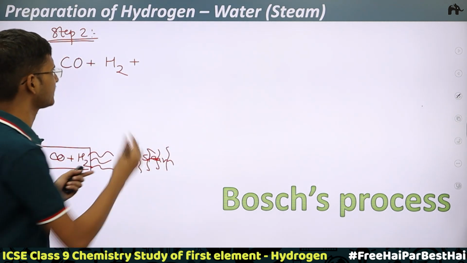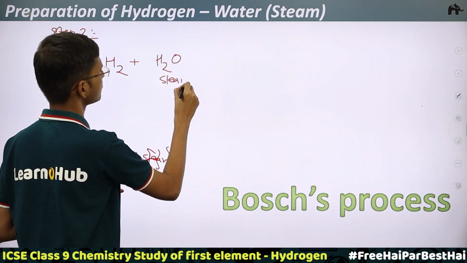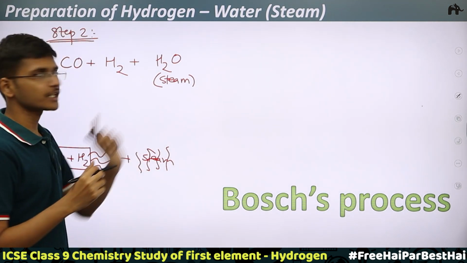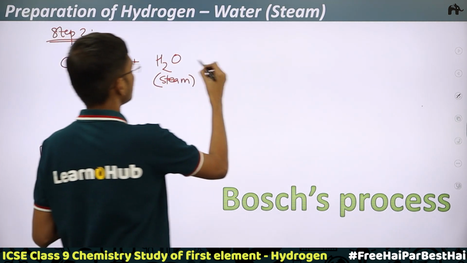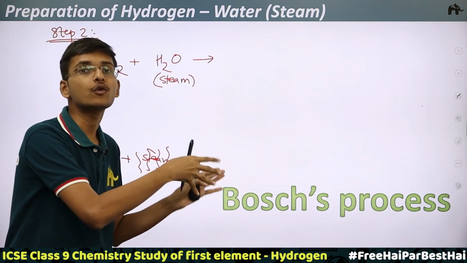Just diagrammatically I'm trying to show you. So steam, and the reaction here, this is our syngas, I'm not going to write it again and again. So carbon monoxide and excess of steam would result in carbon dioxide and again hydrogen.